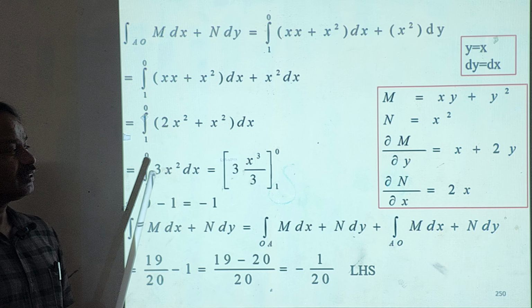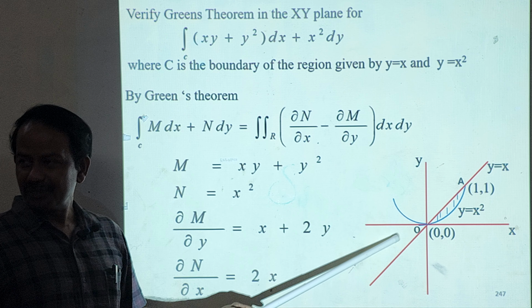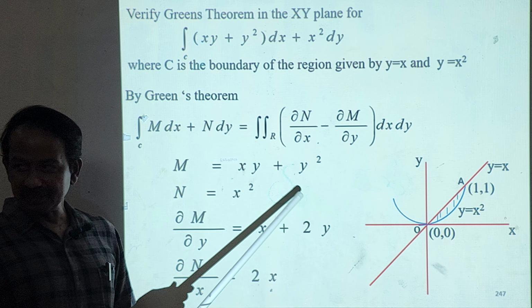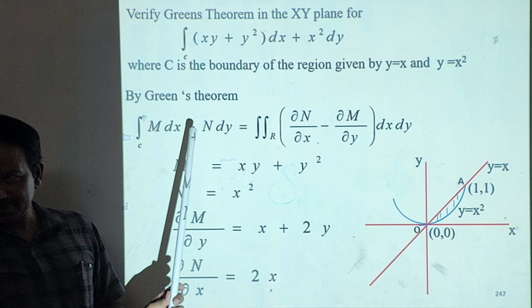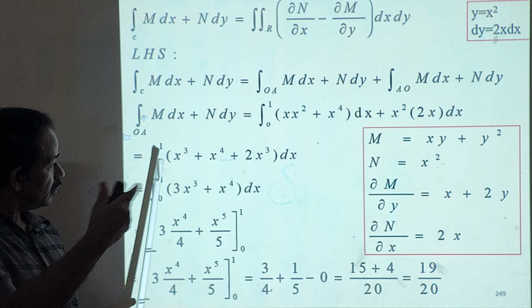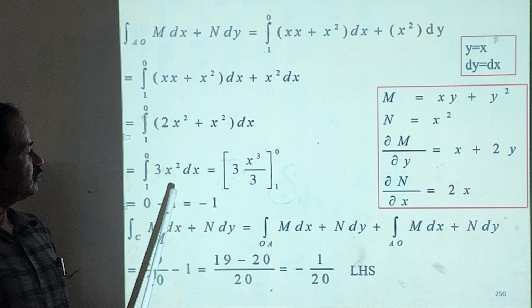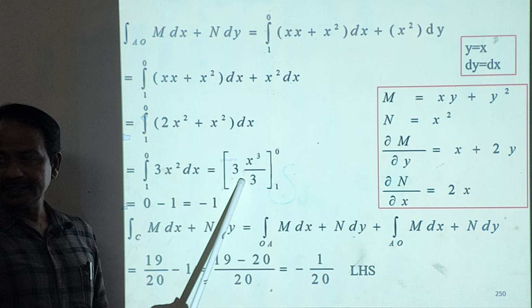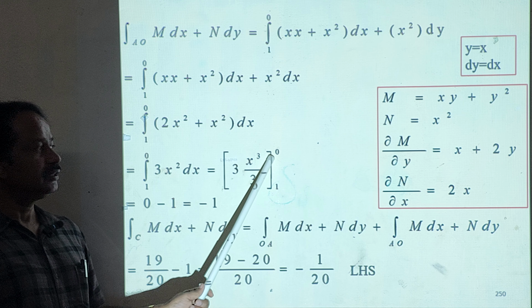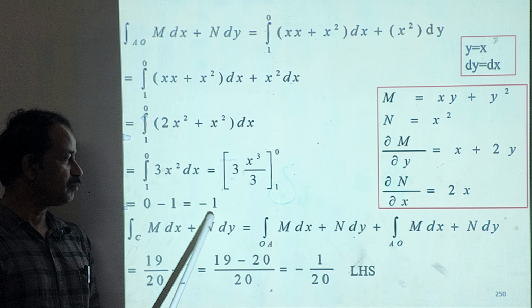What is the limit? The limit is in the reverse way. So this is 1 to 0. Don't forget, it goes from 0 to 1 and comes from 1 to 0. So we have 1 to 0. So 3x squared dx, integrating, that will give you x cube by 3. Substitute the upper limit will give you 0. Substitute the lower limit will give you minus 1.